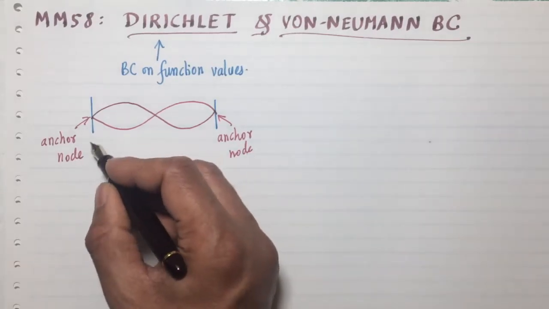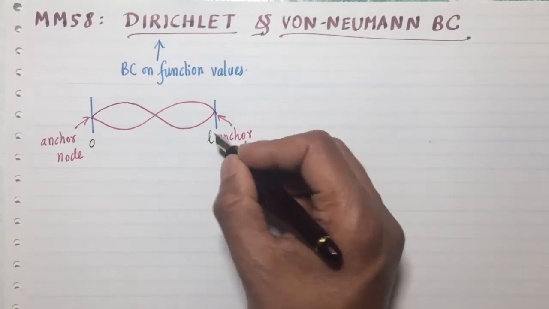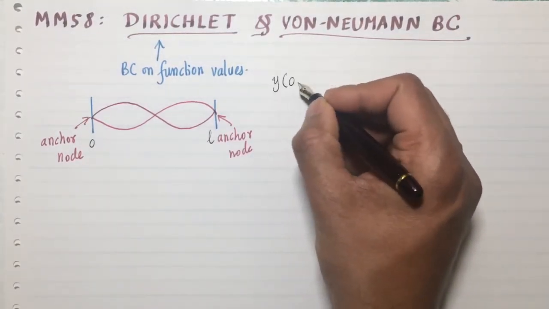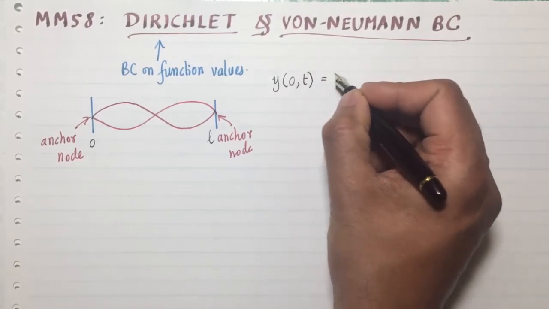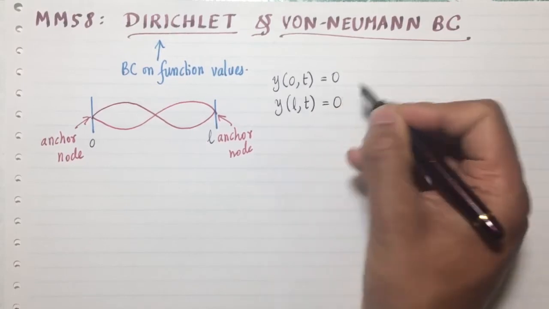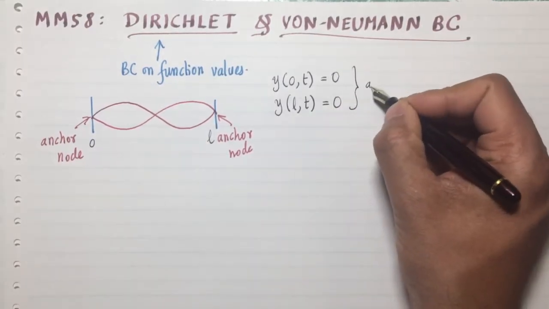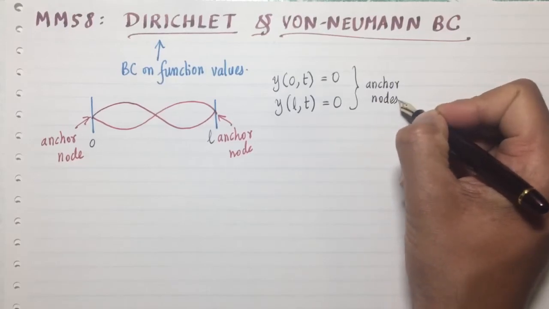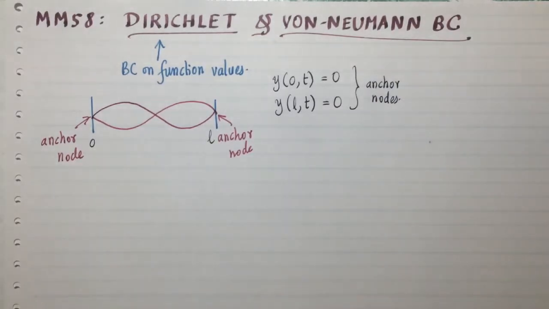So for example, if this is x equals 0 and that's x equals L, then the 2 anchor node conditions are that y of 0 at any time t equals 0 and y at L at any time t equals 0. And these completely describe the anchor nodes. So that's a classic example of a Dirichlet boundary condition.